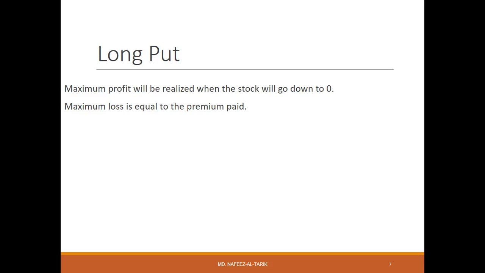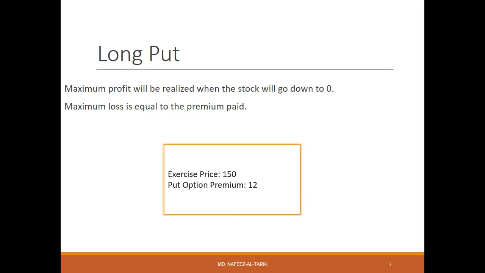In case of a long put, the maximum profit will be realized when the stock price goes down to 0, because the put option gives the buyer of the option the right to sell the underlying at a certain price. So he or she will exercise the put option when the underlying price is below the strike price. The maximum loss is equal to the premium paid, and that will happen when the underlying price is above the exercise price and the option buyer decides not to exercise the put option.